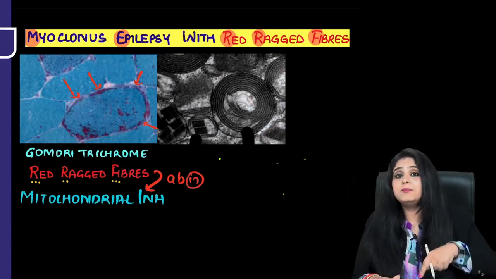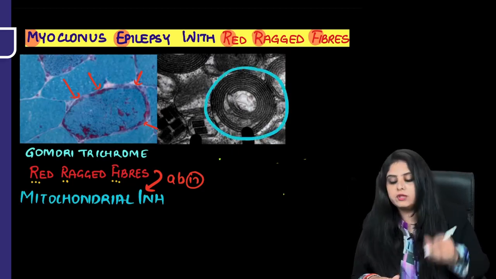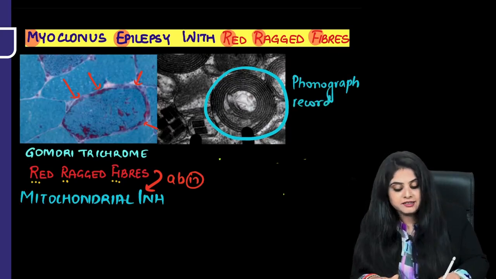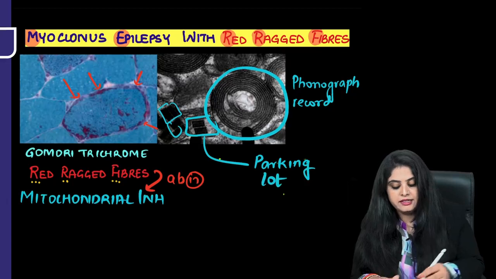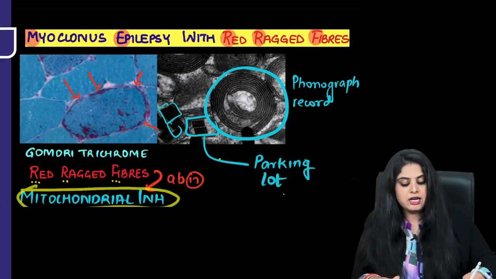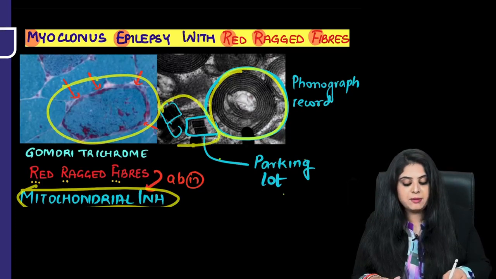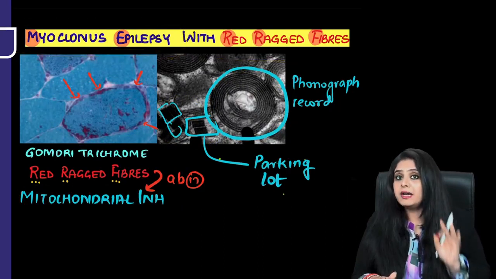Now, when you look at the same thing under the electron microscope, you can see something over here which is giving you that round and round appearance. That is known as the phonograph record appearance. It's looking like those old-age phonograph records. And the same way, it looks as if cars are parked in some random order. So that is also known as the parking lot appearance. So overall, abnormal mitochondria are looking like red ragged fibers, like phonographs, and like a parking lot. And the patient is going to have myoclonus and epilepsy. So that is going to be MERRF. This was about your mitochondrial inheritance.